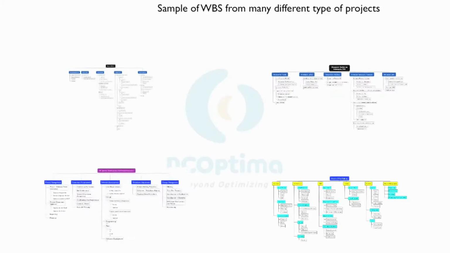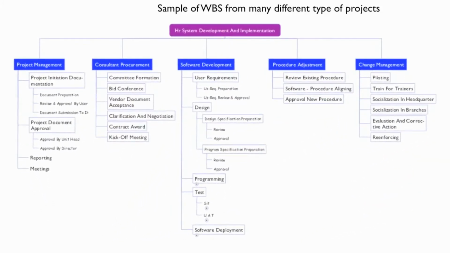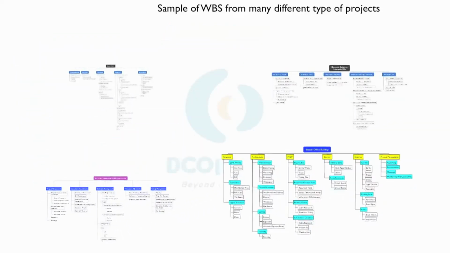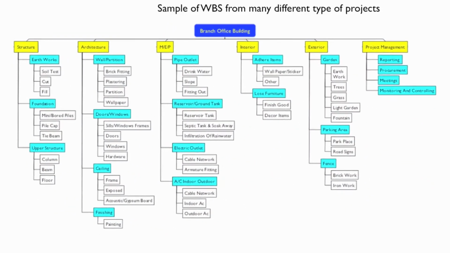The third one is a software development and implementation project. The organization did not develop it on their own. They hired a consultant to develop the program as well as to do the change management process. The last one is about a construction project. We can see a typical construction project.